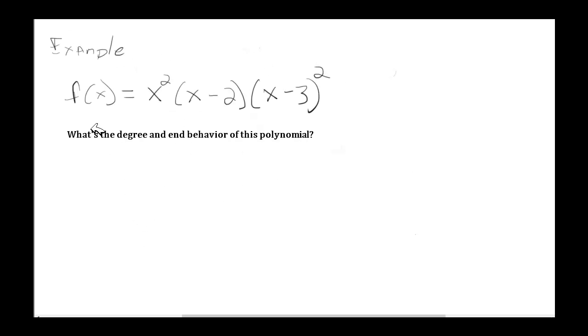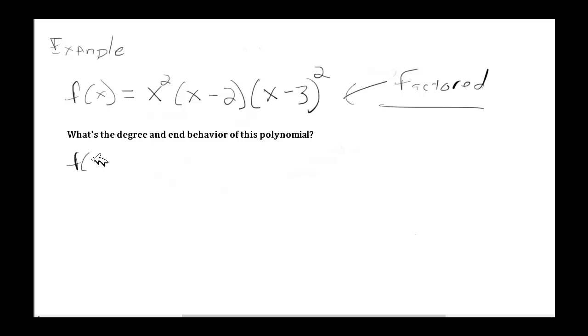Okay, so here I have a polynomial. f of x equals x squared times (x minus 2) times (x minus 3) squared. The question right now is, what's the degree and end behavior of this polynomial? So this right here is written in factored form. It's definitely factored. Factored form is nice because it tells you the zeros and the multiplicities. But in order to get the degree and end behavior, I have to expand this out. So that's what I'm going to do.